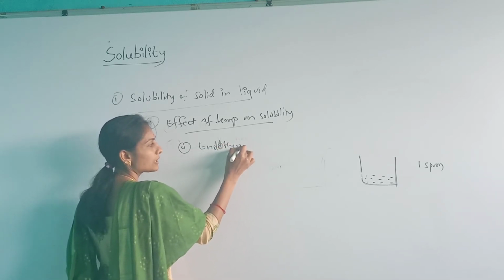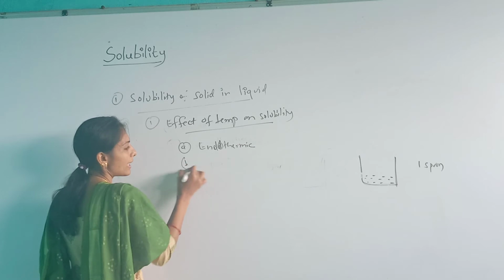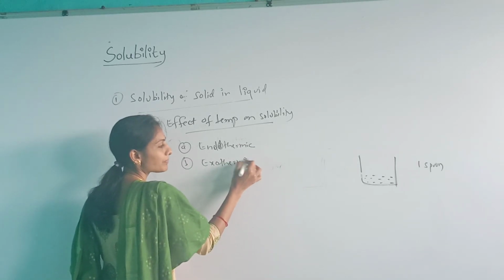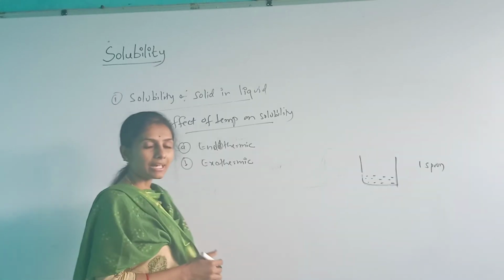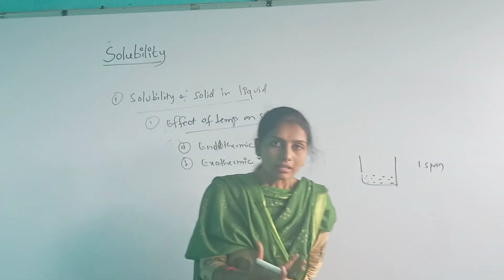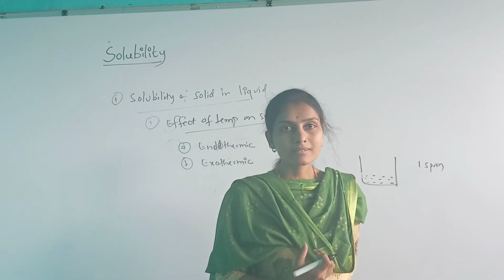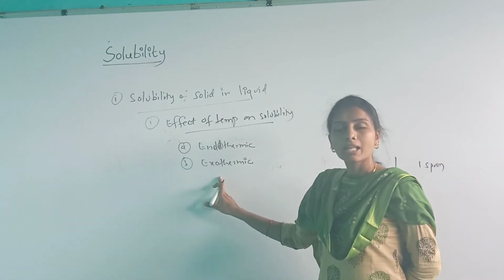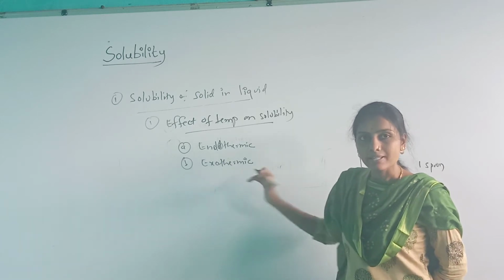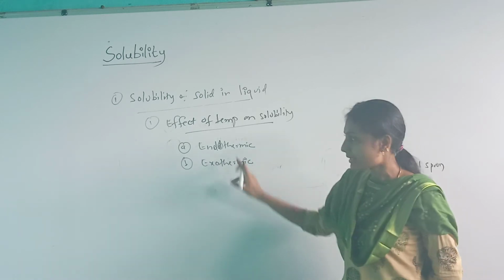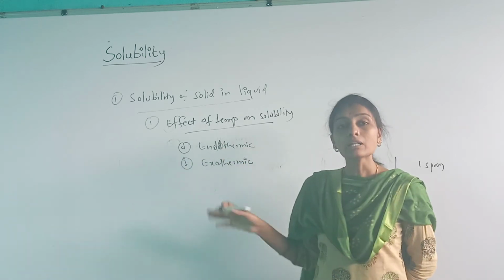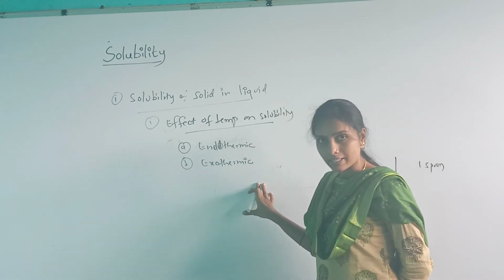One is endothermic, the other one is exothermic. Endothermic reactions are the reactions which occur when some amount of heat is absorbed by the system. Similarly, exothermic reactions are the reactions where some amount of heat is evolved by the system. Here, absorption of heat, here, evolution or liberation of heat is occurring.